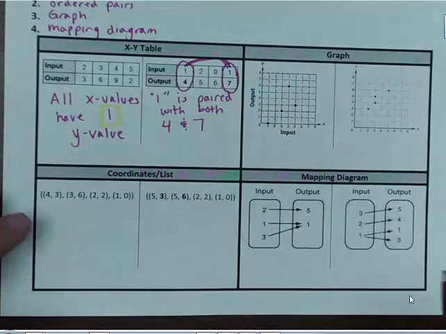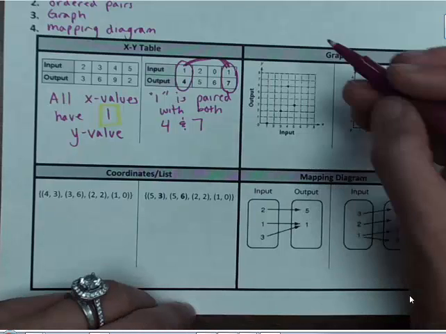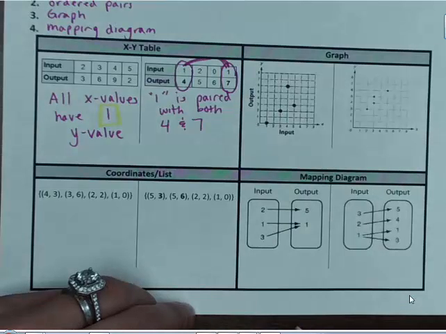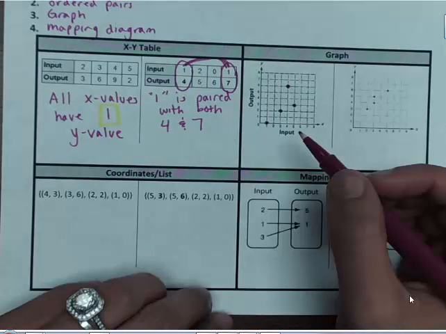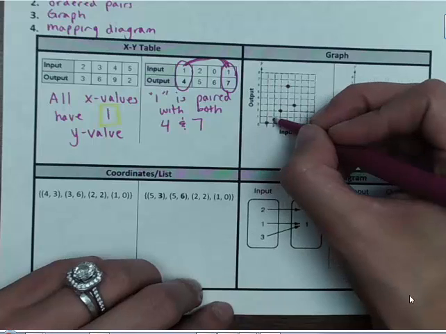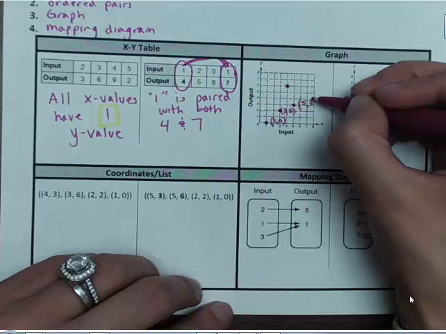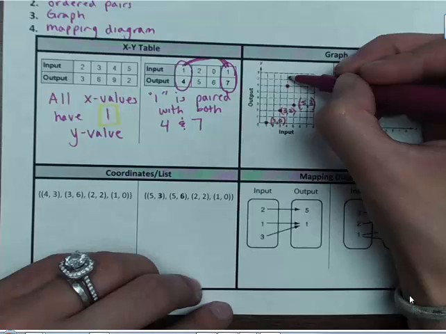Okay, now let's look at a graph. Notice these points on a graph. You can see it a little bit better if I color them in. All of these points, I need to determine if the x values have 1 y value. So if I label these points, this is over 1, up 0, so this is 1 comma 0. This next one is 3 comma 2. This next one is 5 comma 3. And this one at the top is 4 comma 6.